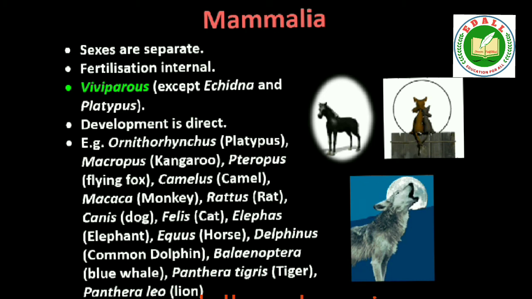Examples: oviparous, Ornithorhynchus, platypus; viviparous, Macropus, kangaroo, Pteropus, flying fox, Camelus, camel, Macaca, monkey, Rattus, rat, Canis, dog, Felis, cat, Elephas, elephant, Equus, horse, Delphinus, common dolphin, Balaenoptera, blue whale, Panthera tigris, tiger, Panthera leo, lion.